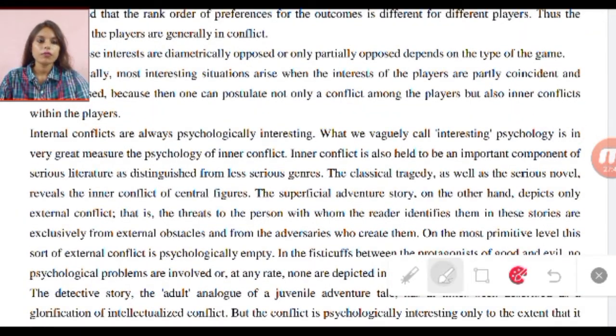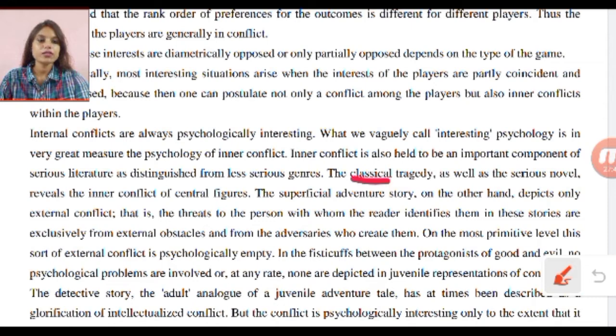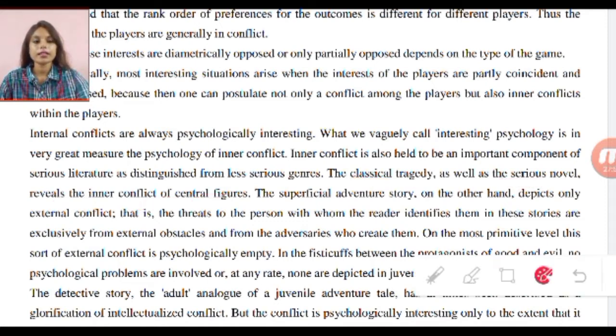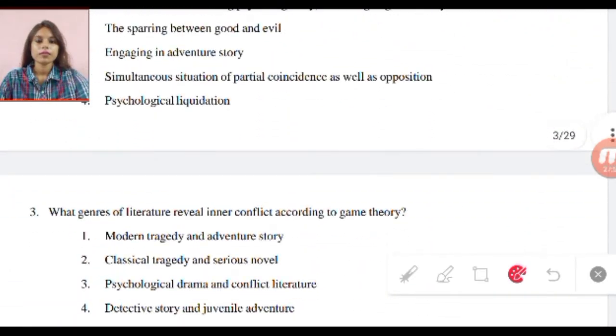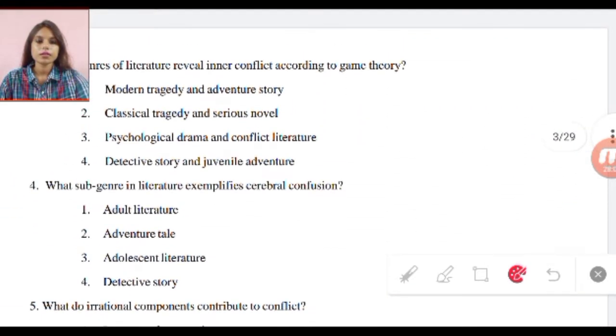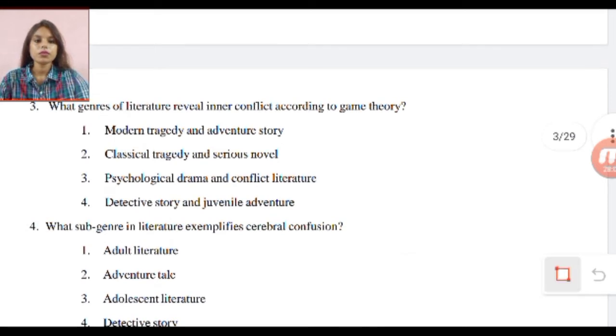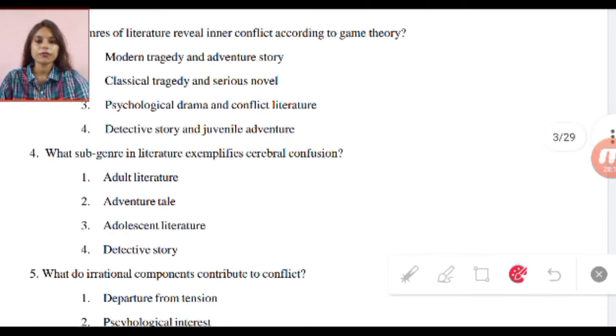See, over here you will get the classical tragedy as well as the serious novel reveals the inner conflict of the central figures. So that is the answer. So number 2 was the correct answer. Let's move over to the next question, that is question number 4.